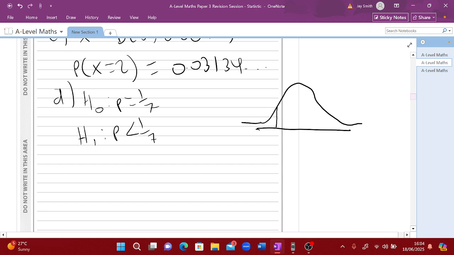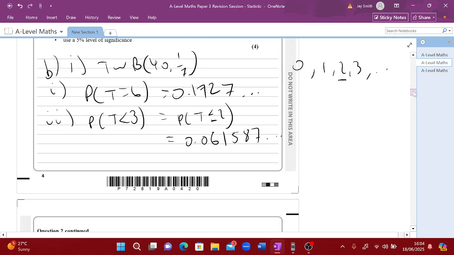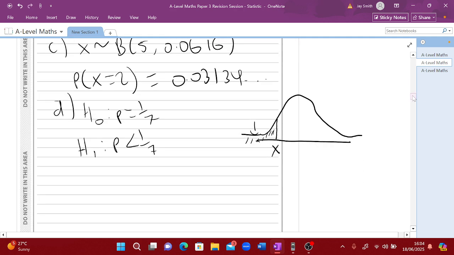We want the value of x, right? The number of sweets such that, for anything up to it, the probability is going to be the significance level, which is 5%. So that's going to be 0.05. Now, because it's only a one-tailed test, we're only working on one side. We don't halve it, okay? That's simply 5%.